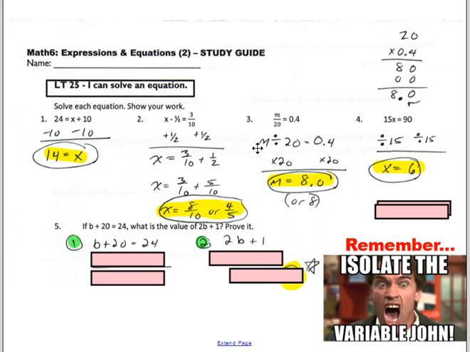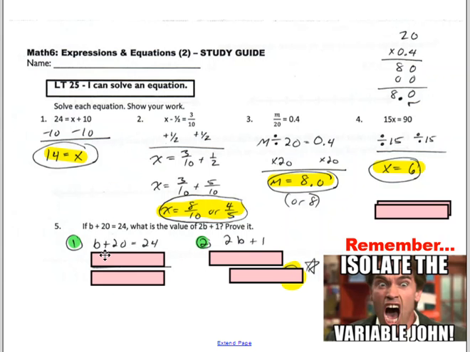You can always know if you're right or not just by plugging your variable back into the problem and seeing if it makes it true. Because if you plug it in and it doesn't work, then something's wrong and you want to figure out your mistake at that point. But that's how you can check the first 4 to see if you did them right in the first place. In number 5, now we're going to take this a little further. If b plus 20 is 24, what's the value of 2b plus 1? And we want to prove it. Well, the first part here, if this is what they tell me, that's just like what was above.